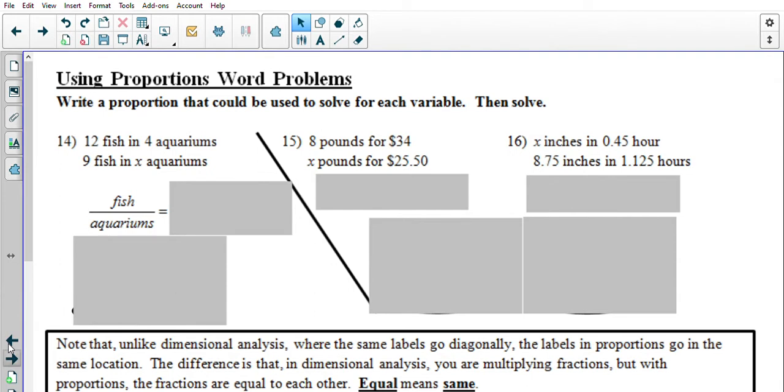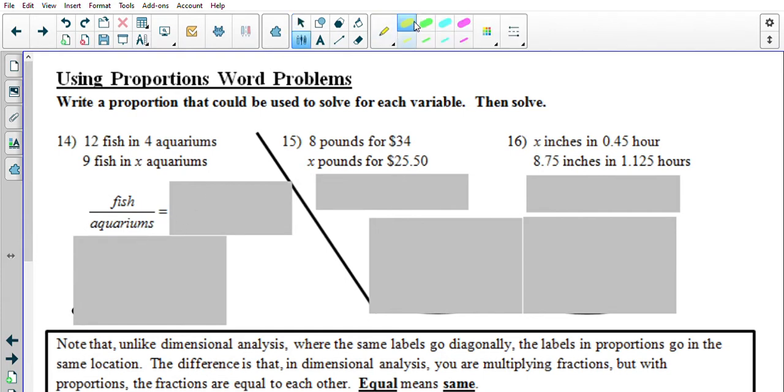So number 14, we've got 12 fish in 4 aquariums, 9 fish in X aquariums. We want to figure out how many aquariums we need for 9 fish. So when I'm doing problems like this, I look at the two things that we're talking about in the problem. In this case, it's fish and aquariums. Do you have to put fish on top and aquariums on the bottom? No. I just keep them in the same order in which they're written. You could write aquariums over fish, but it will change our other fractions as well.